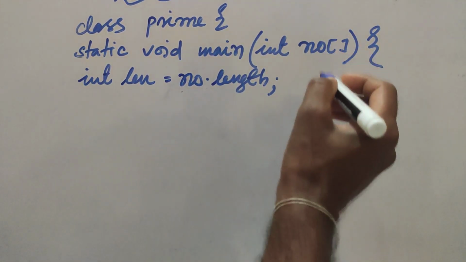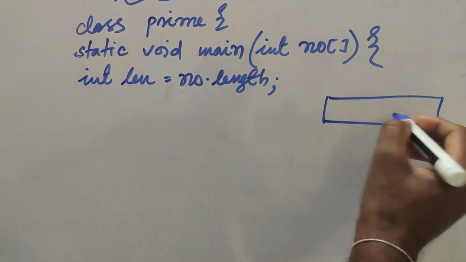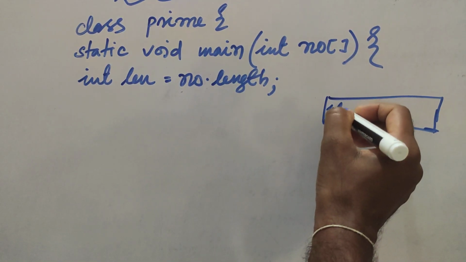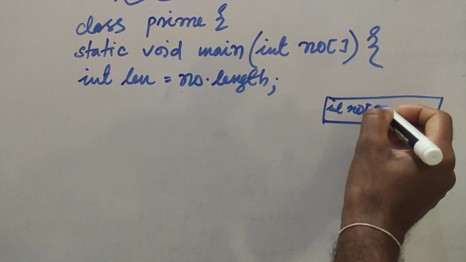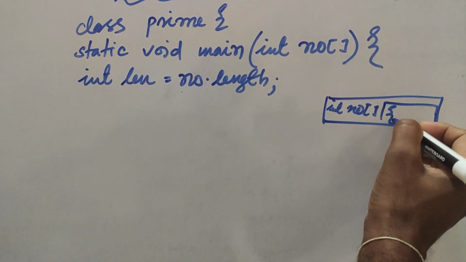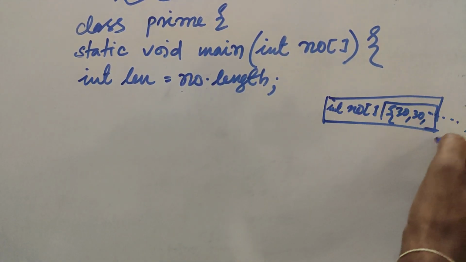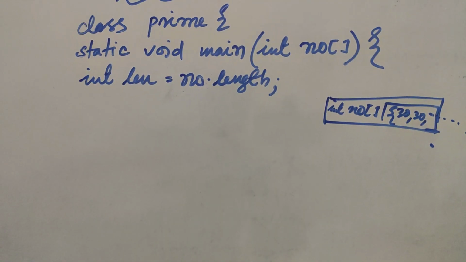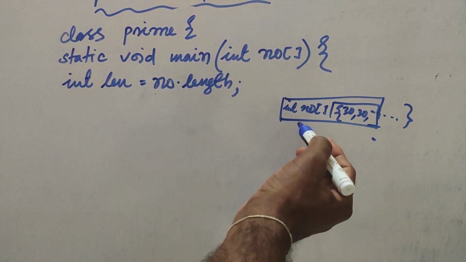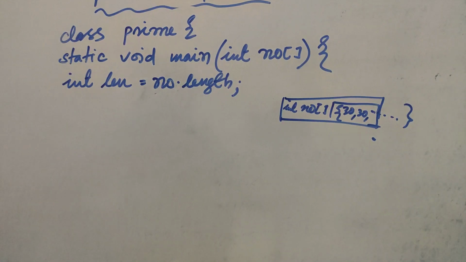In that case, like that, one method box will come, and in here int no. When you place the values inside, you need to give the braces, then values like 30, 20, 40, that way. So the method box will come. Inside the method box you have to give the values within brackets.